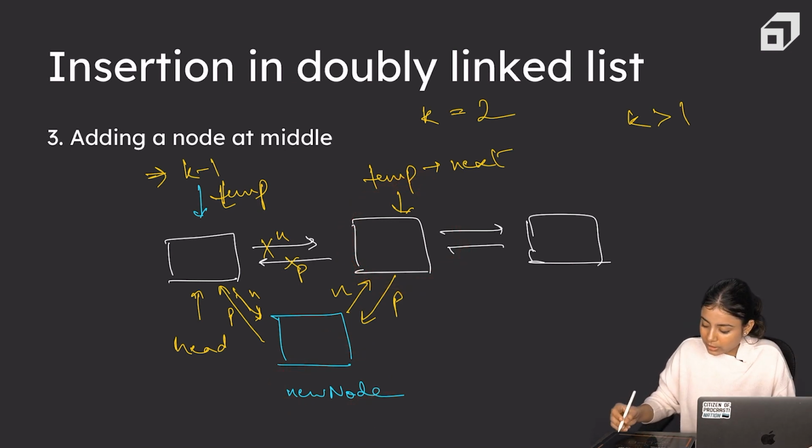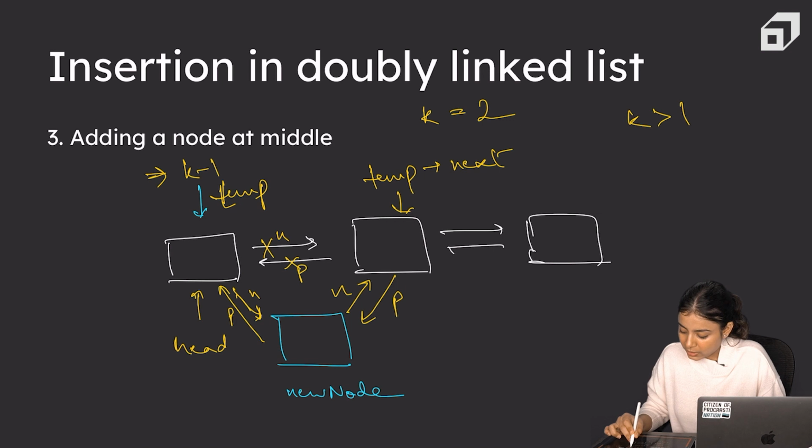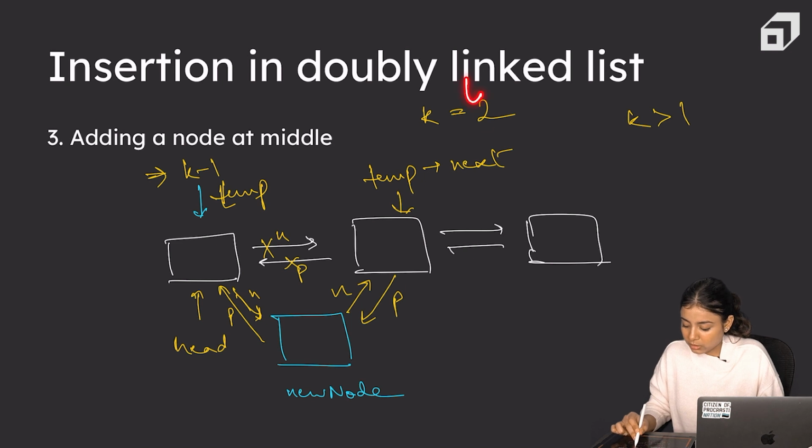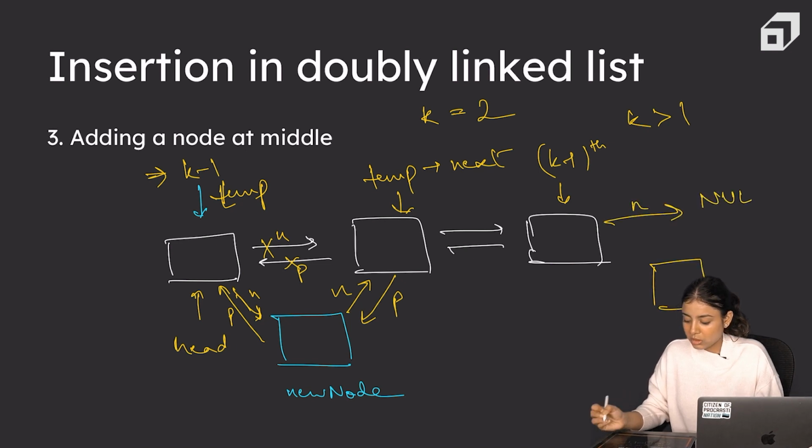One other edge case could be when k's value is equal to n, the number of nodes. So for example, if we have 4 nodes after including the new node, and I want to insert the node at 4th position, basically at the end of my list. Again, if you follow the same approach, I'll move first of all to the k minus 1th node, which will be this, my last node. This will be my k minus 1th node, and if I want to add a new one, first of all this next would be pointing to null.